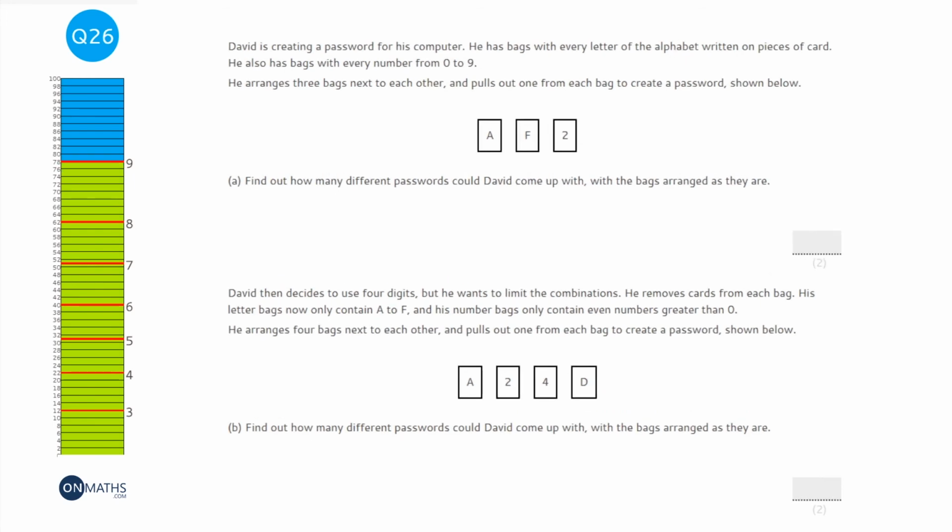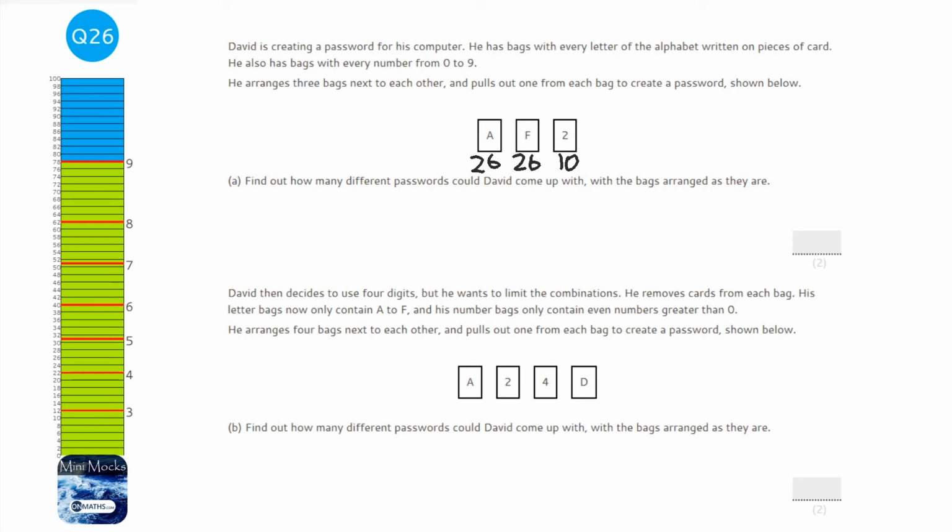Okay, so this question seems really complicated because of the sheer amount of words, but actually it's quite a simple question when you get your head around it. So the first question, we're looking at 2 bags of letters and 1 bag of numbers. And so there are 26 letters in the alphabet, so there's 26 options for this first bag. There will be 26 options for the second bag, and numbers from 0 to 9. Now we've got to be careful here because 0 is counted, so there are 10 numbers in that bag, because there's 1, 2, 3, 4, 5, 6, 7, 8, 9, but there's also 0, so that's 10 in total.